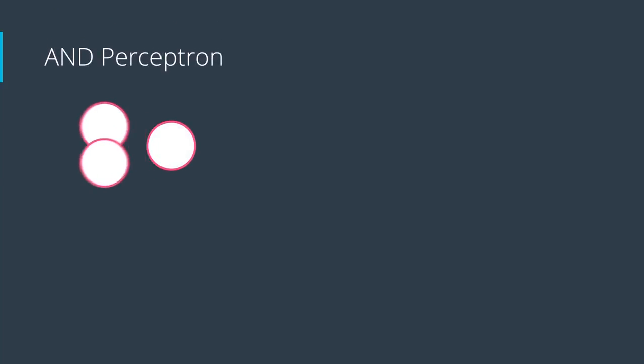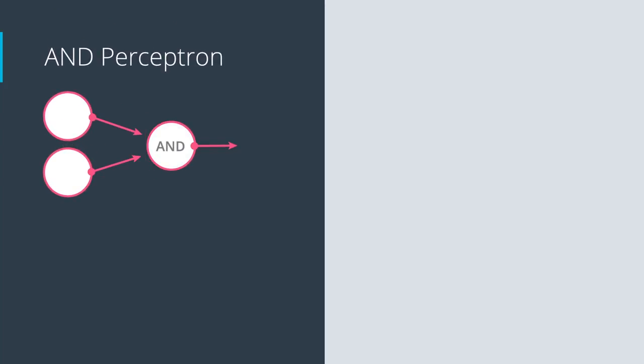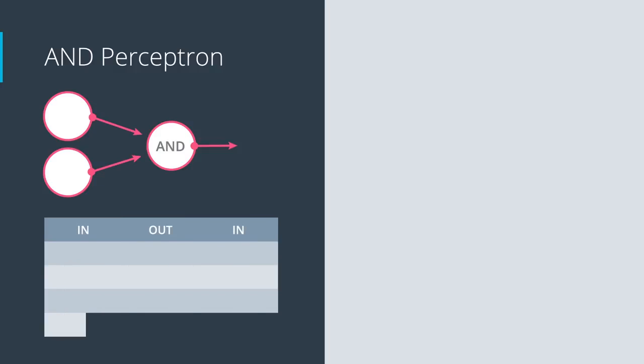So here's something very interesting about perceptrons, and it's that some logical operators can be represented as perceptrons. Here, for example, we have the AND operator. And how does that work? The AND operator takes two inputs and it returns an output. The inputs can be true or false, but the output is only true if both of the inputs are true.